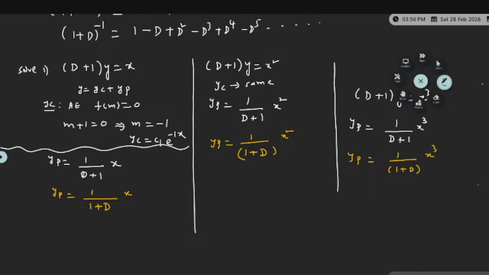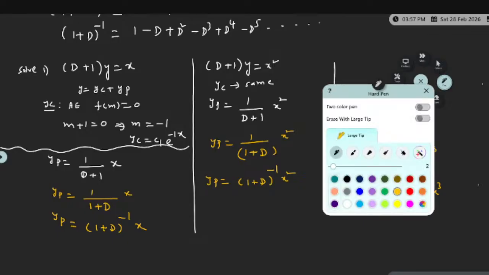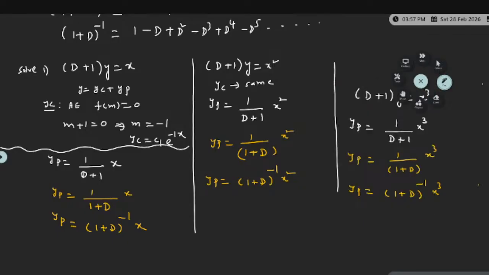Okay. Now send the denominator to numerator. It becomes 1 plus d inverse. Here this is 1 plus d inverse. Okay. The most important thing is, what is the expansion of this 1 plus d inverse?